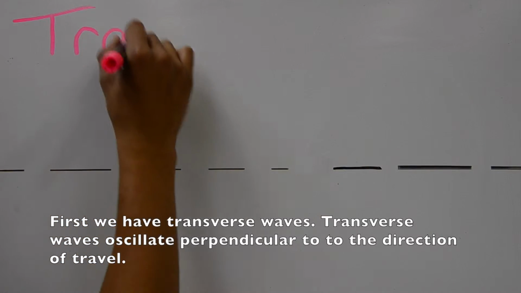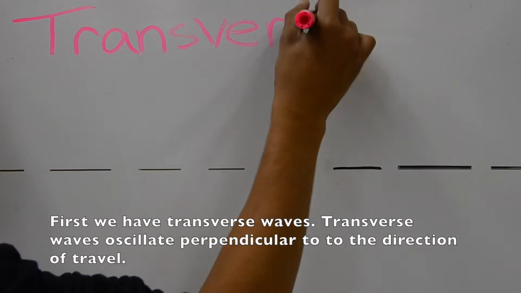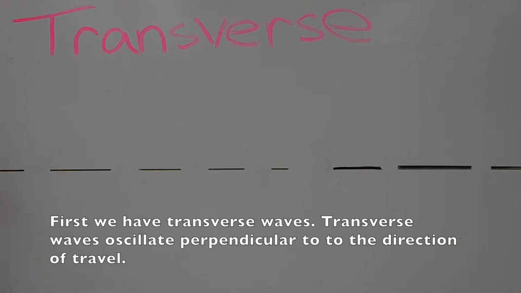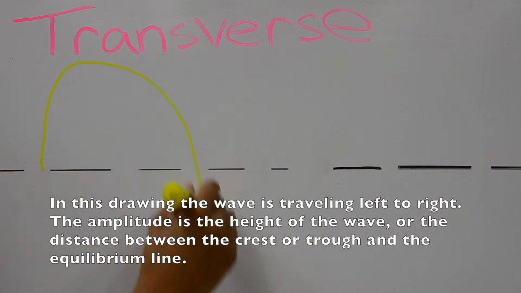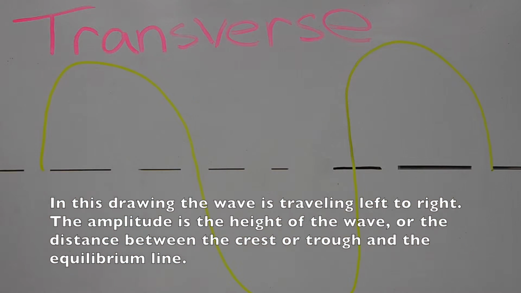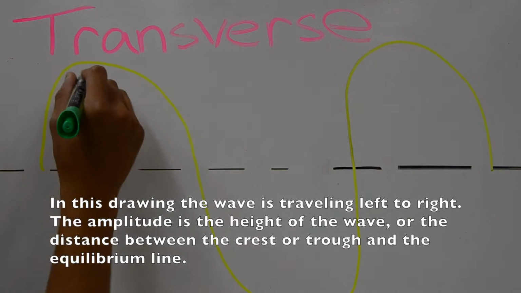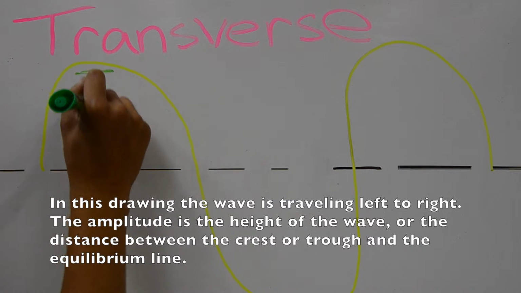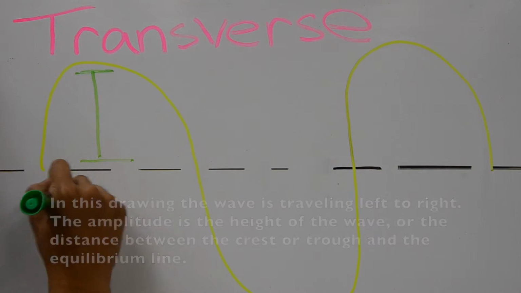First, we have transverse waves. Transverse waves oscillate perpendicular to the direction of travel. In this drawing, the wave is traveling left to right. The amplitude is the height of the wave, or the distance between the crest or trough and the equilibrium line.